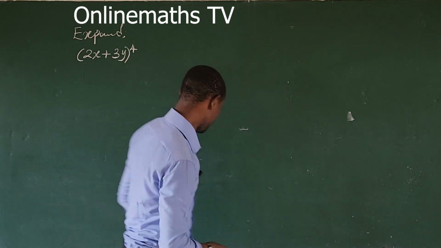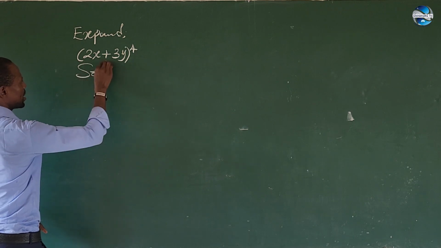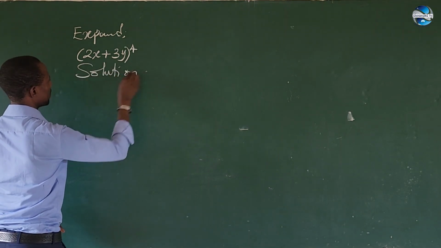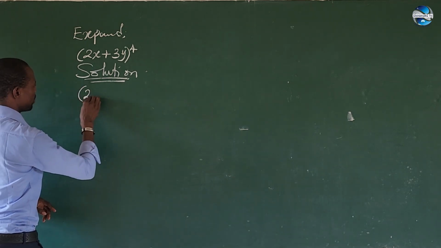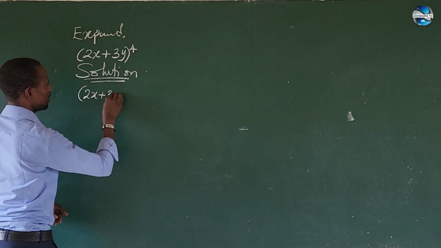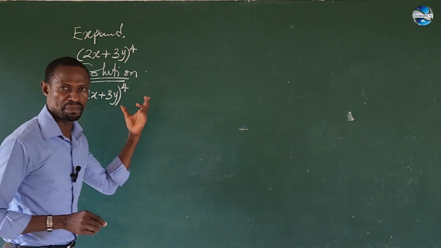Okay, so let's go straight to the board to see what we have for us today. Now look at the question here. Here we have 2x plus 3y all to the power of 4. So how do we expand this?